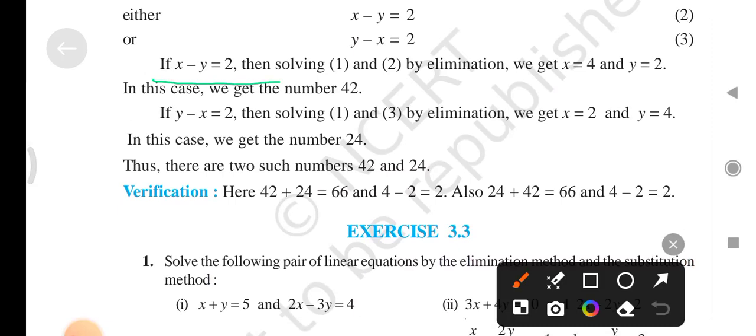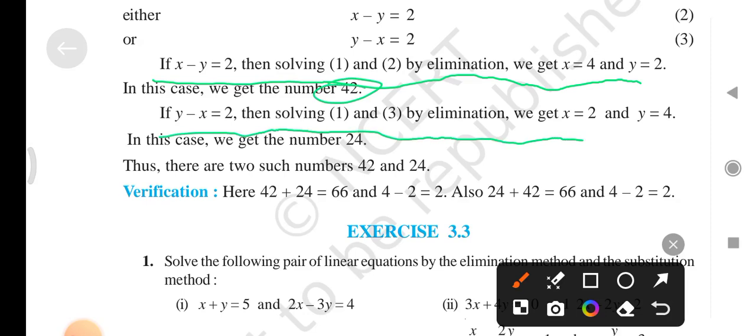If x minus y is equal to 2, then solving equations 1 and 2 by the elimination method we get x is equal to 4 and y is equal to 2. In this case we get the number 42. If y minus x is equal to 2, then solving 1 and 3 by elimination method we get x is equal to 2 and y is equal to 4. In this case we get the number 24. Thus there are two such numbers, 42 and 24.